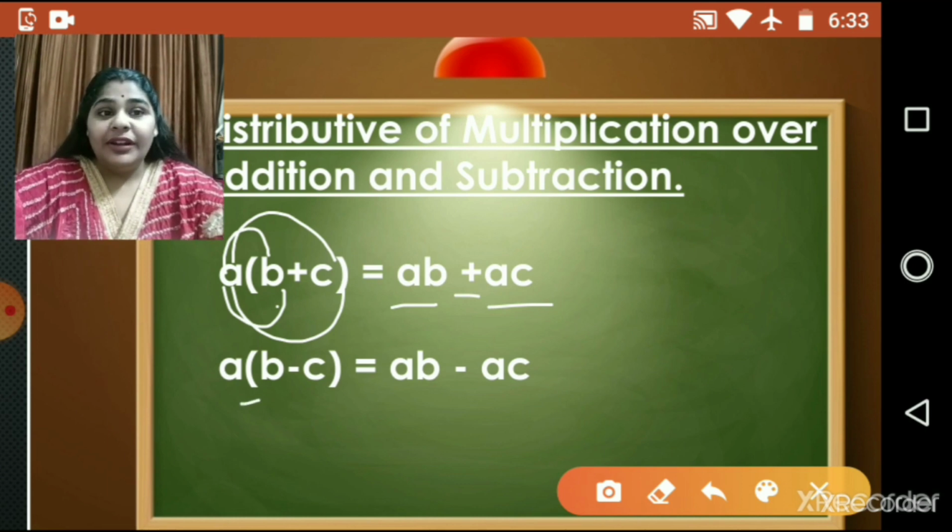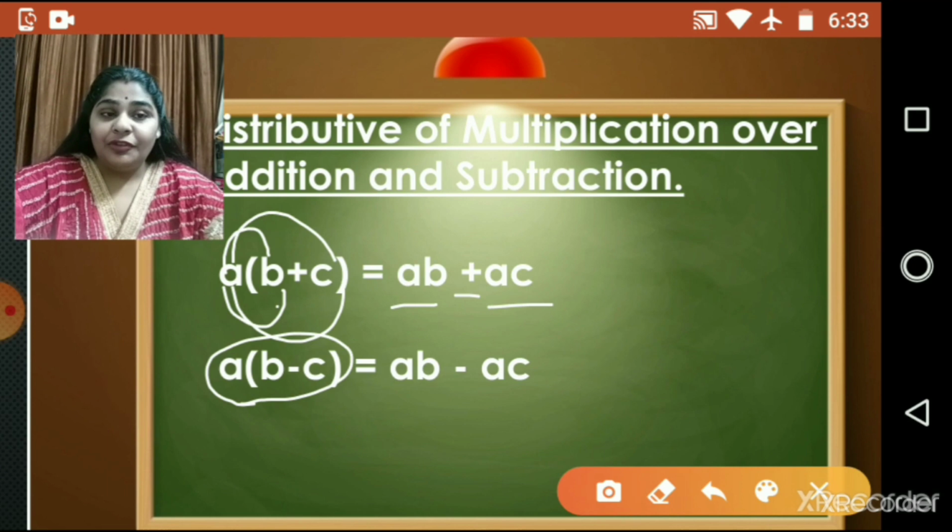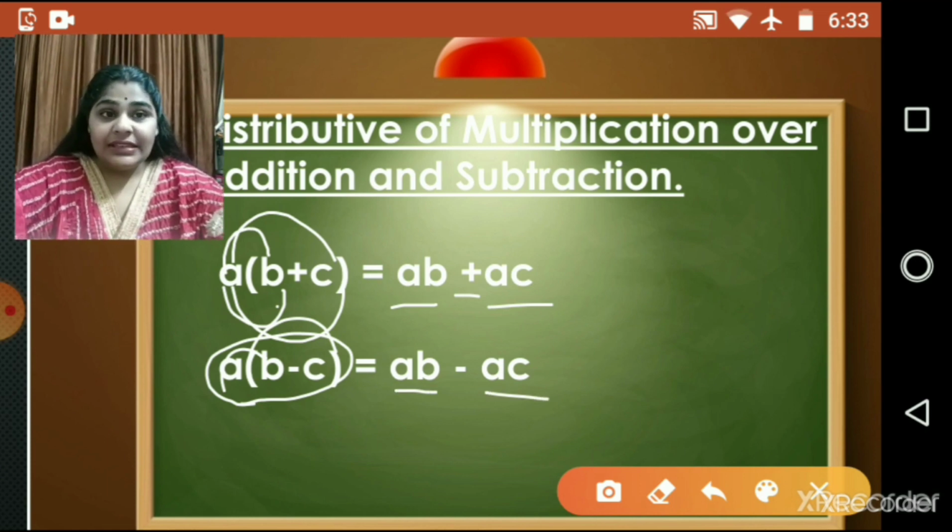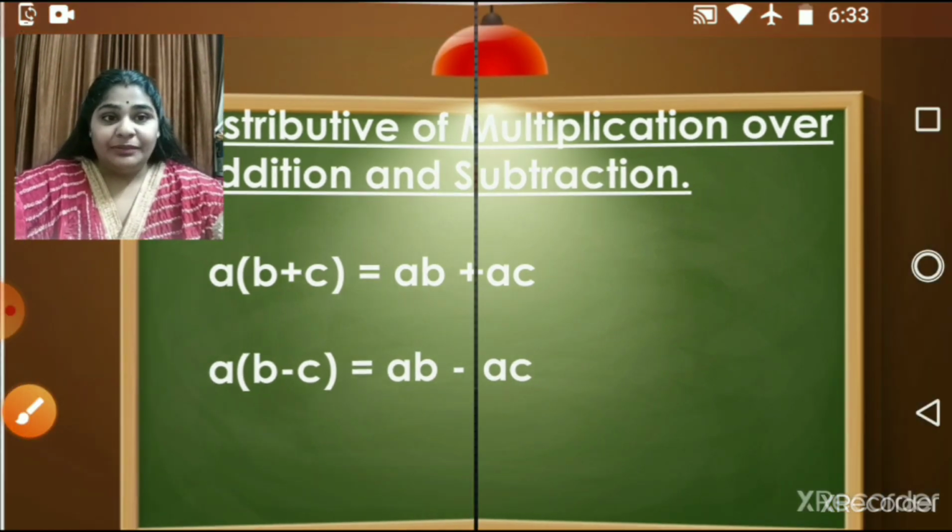Similarly, distributivity of multiplication over subtraction. In the bracket, if it is subtraction, first you multiply whatever rational number is outside to both the terms inside, and then you can do the subtraction. So this is distributivity of multiplication over addition and subtraction.